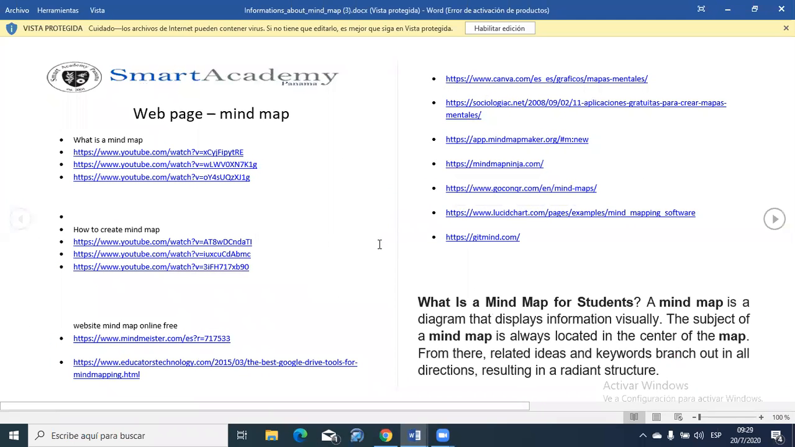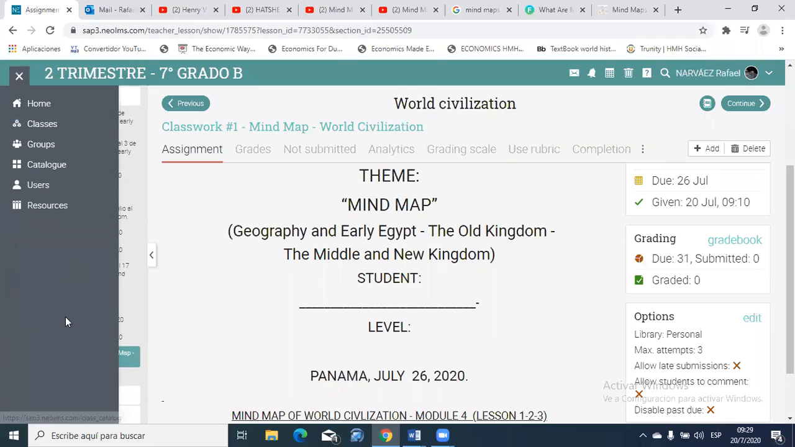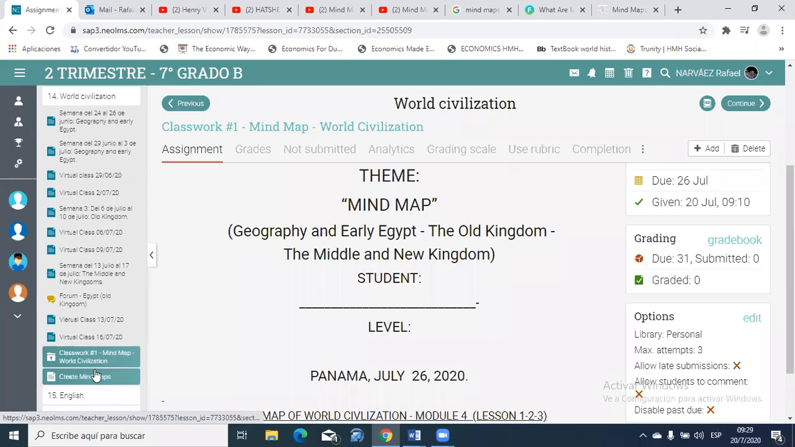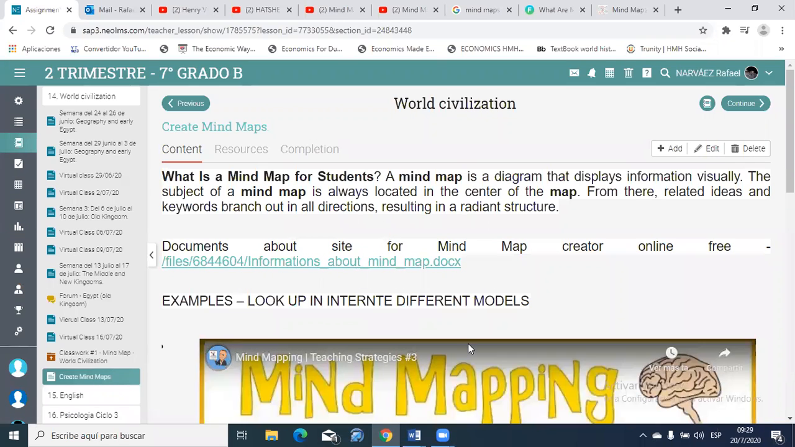Over here, all these sites, mira, todos estos sitios, websites, son para crear, ¿qué? Mind maps. Todo esto, pueden entrar y revisarlo todo esto. ¿Y dónde está eso? Here, in this platform. En esta que yo creé para ustedes, aquí está, aquí dice, create mind maps. Ahí está, ustedes entran allí y van a encontrar una información, aquí está, van a encontrar todo esto.